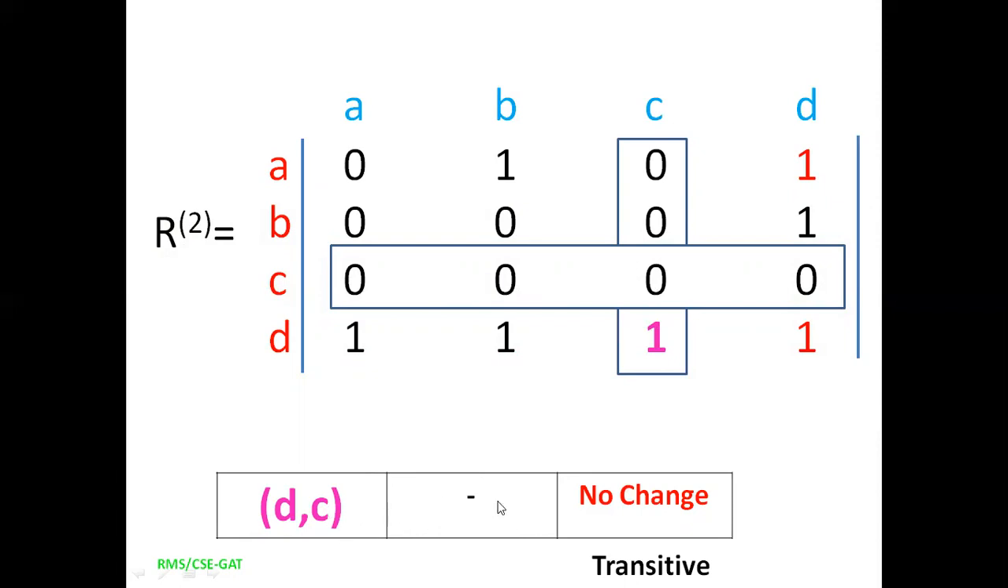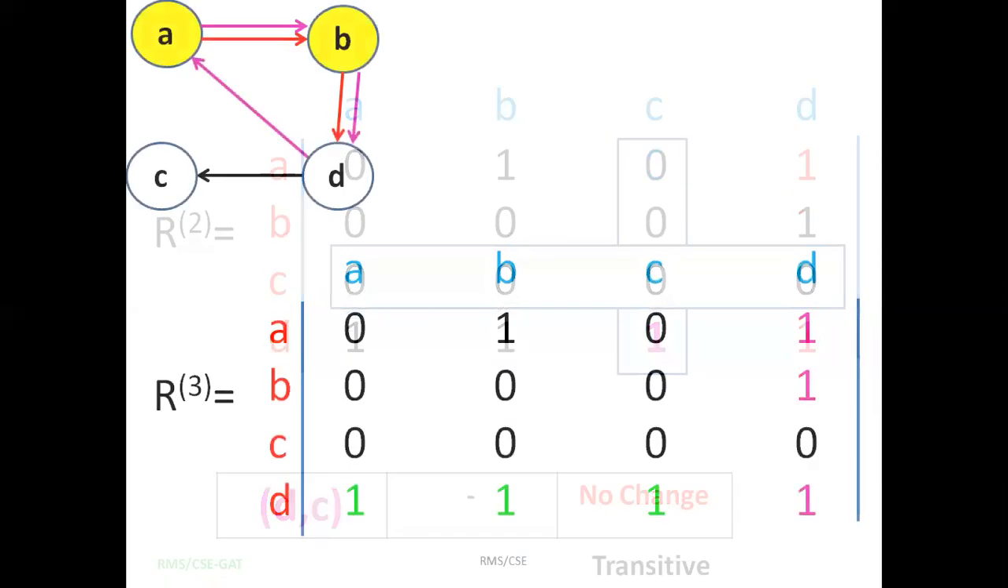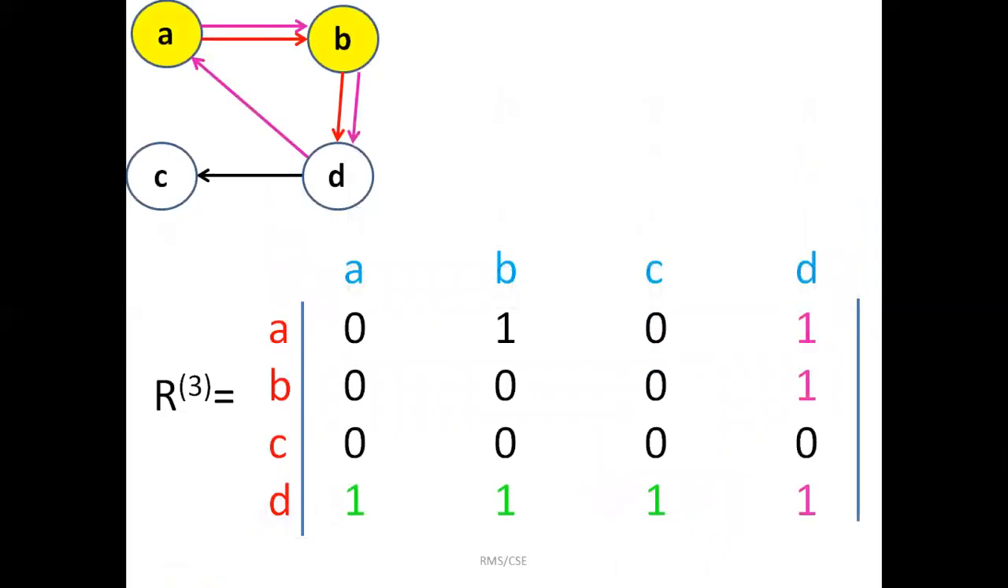If we don't have two edges, there is no question of getting a transitive edge, that is, no question of getting a path, so there is no change in R power 3. While moving from R power 2 to R power 3, I didn't get any path with 3 intermediate vertices, so R power 3 will be the same as my R power 2. You see here, R power 3 is the same as R power 2. We have not taken C as an intermediate vertex here, so there are no paths from C. So this will not help us to get the transitive path.